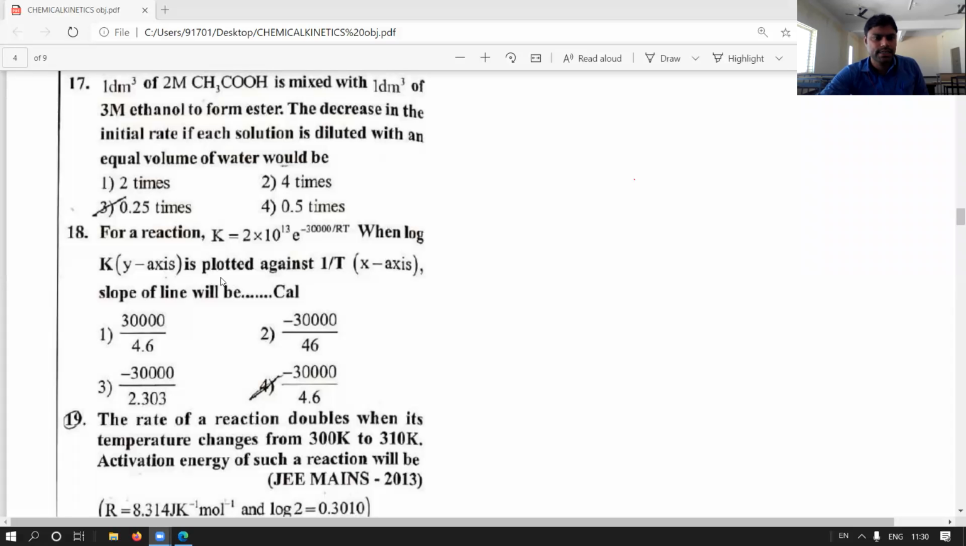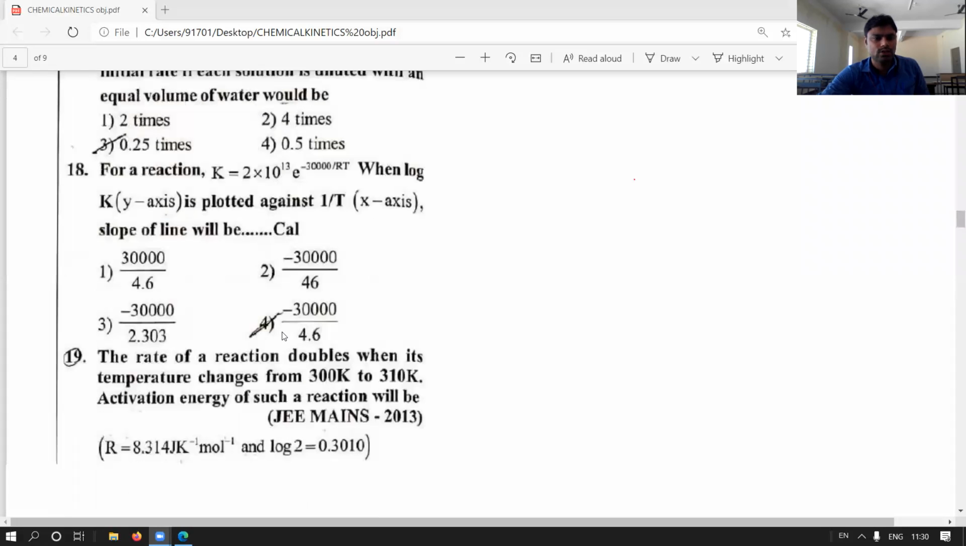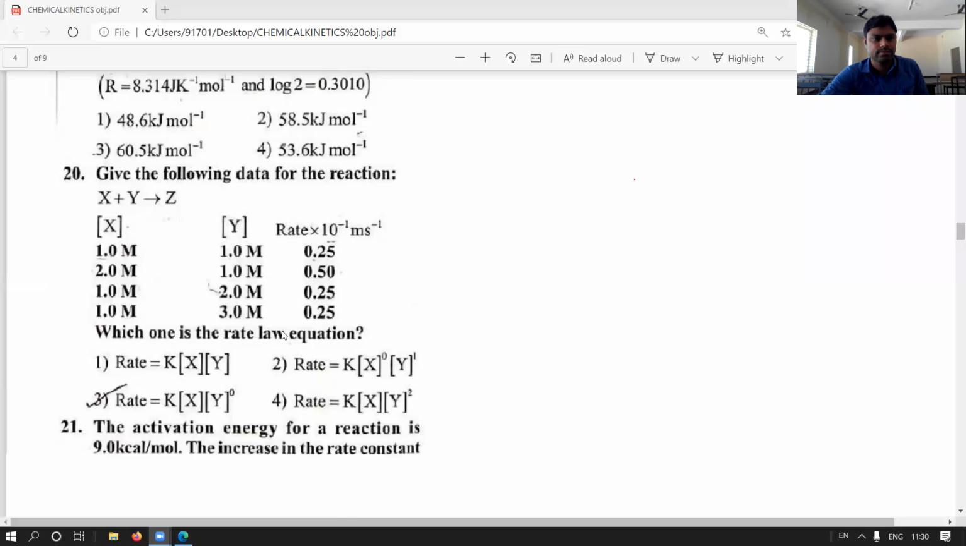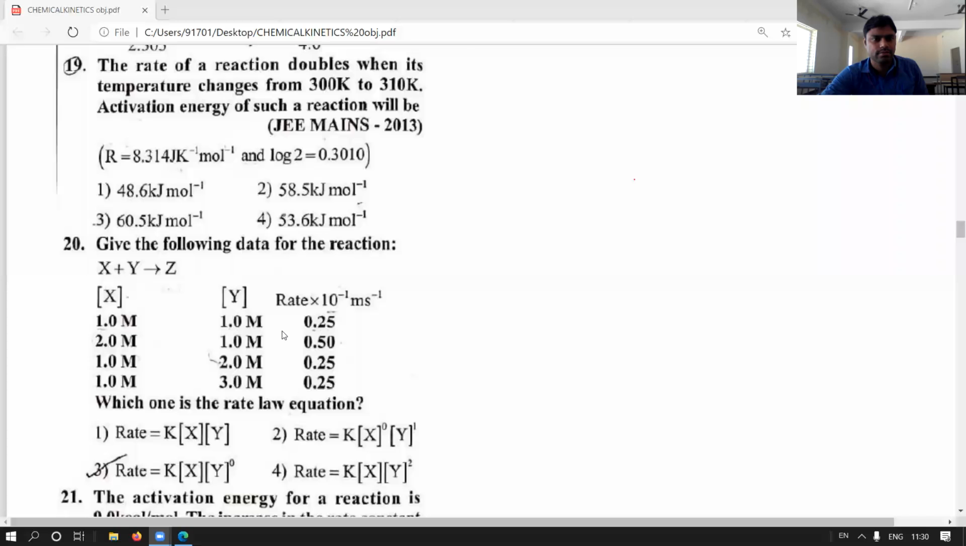Okay, let's see the 19th question. The rate of reaction doubles when the temperature changes from 300 kelvins to 310 kelvins. Then the activation energy of such a reaction will be? So we have directly one relation at different temperatures.